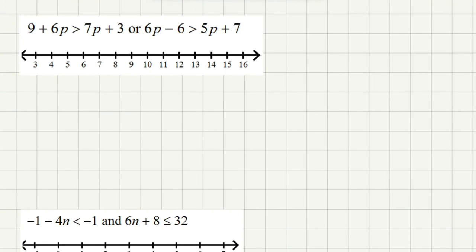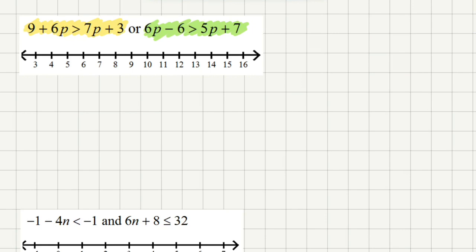We have 9 plus 6p is greater than 7p plus 3, or 6p minus 6 is greater than 5p plus 7. I like highlighting these because then I can see the actual inequality a little bit clearer. So why don't you try this? I would press pause and give it a whirl, and if you get stuck, you can always press play and check out how I'm doing the problem. If you don't get stuck, then that's wonderful. Then you can just press play to check your answer.